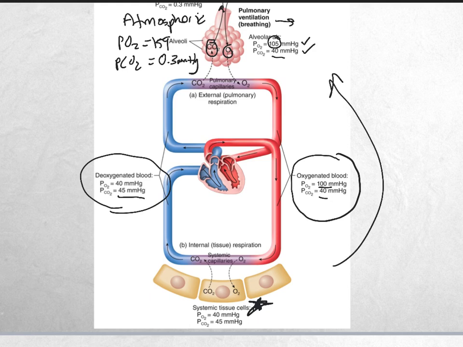So in order to release some of this oxygen and pick up the carbon dioxide into the blood and release that oxygen into the tissues, we need a pressure change. And we see that right here at the tissue level: the partial pressure of oxygen is 40 millimeters of mercury. And this is going to be important. Our partial pressure of CO2 is relatively constant, a little bit higher at 45 millimeters of mercury.